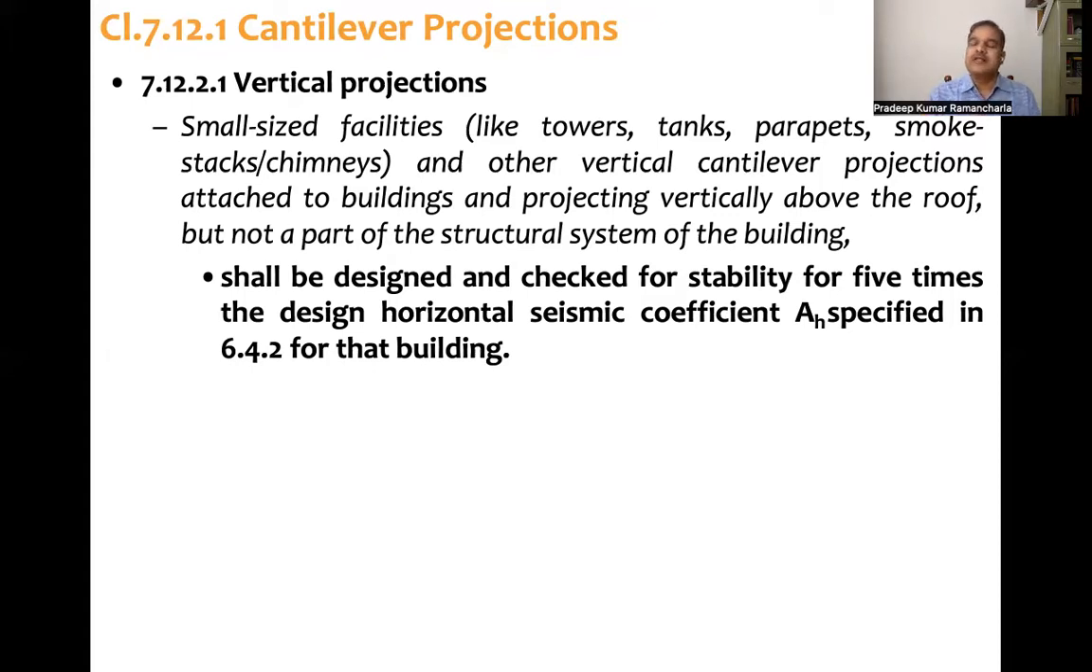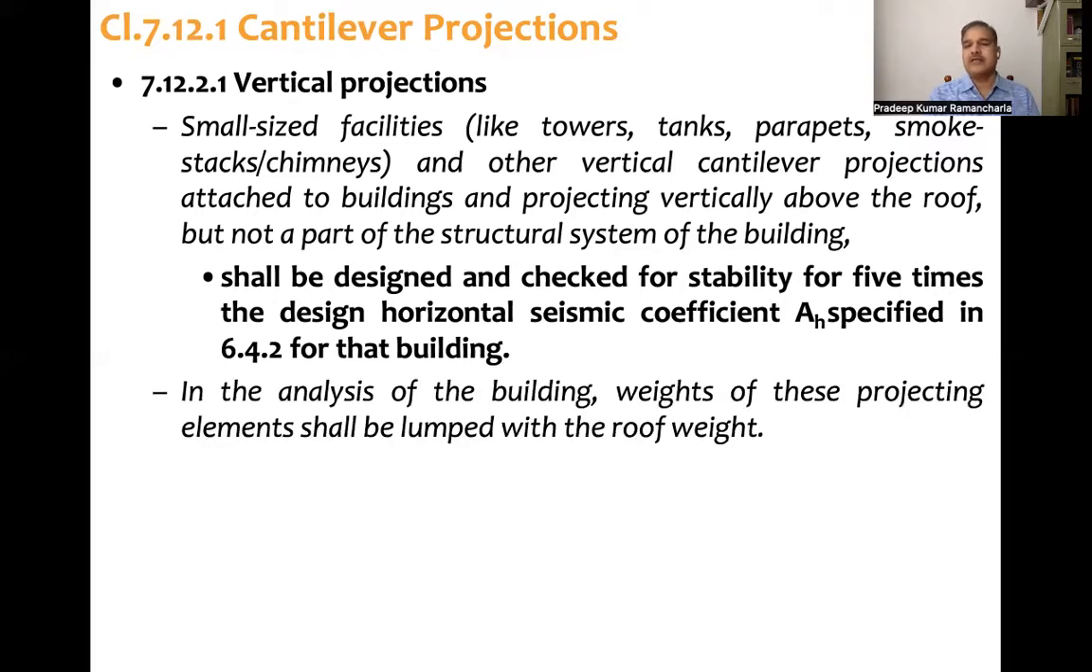Why? What is the reason? These are the vertical projections which will not have enough redundancy. Redundancy won't be there. So hence the design should be such that these elements should not fail. So in the analysis of the building, weights of this projecting element should be lumped with the roof weight. So the total weight of those elements should be taken into the roof weight. But when it comes to design, they should be designed for 5 times the base shear of that element at its base.